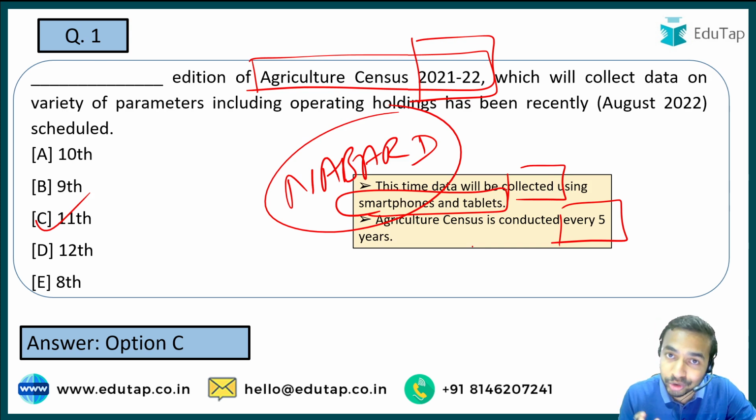Apart from that, you are also required to cover all the important findings related to this census, and we are not covering that particular part in this session.